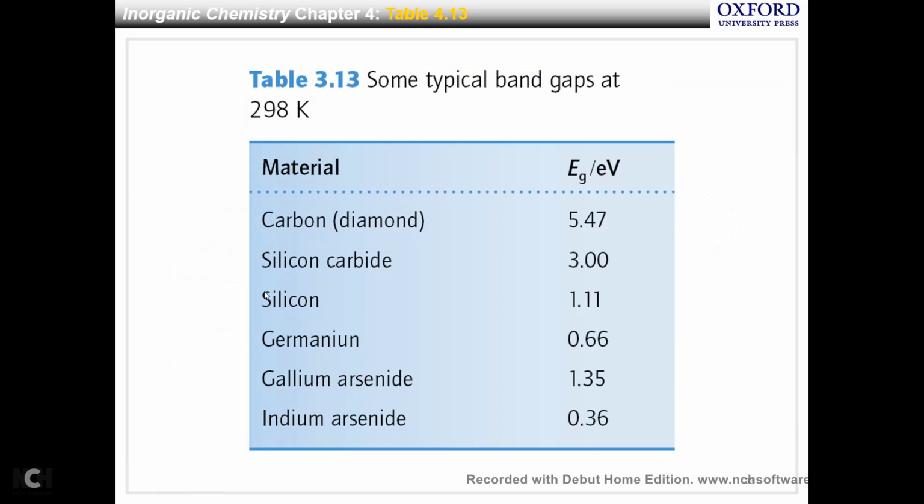Now let's look at a table of some typical band gaps. Carbon, diamond, has a very large band gap, 5.5 electron volts. This is a good insulator. And down there, silicon, germanium, etc., these four are good semiconductors with a band gap between 0.1 and 4 electron volts. So this one is kind of at the borderline. This is between a semiconductor and an insulator.